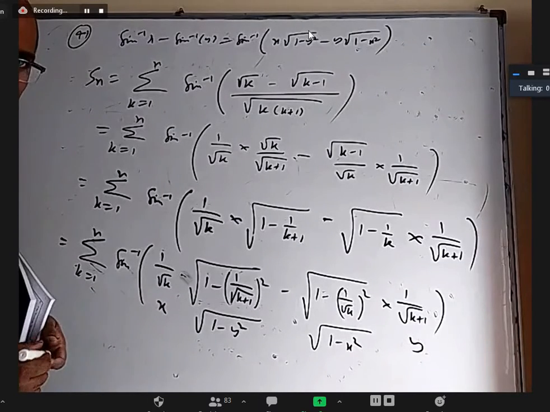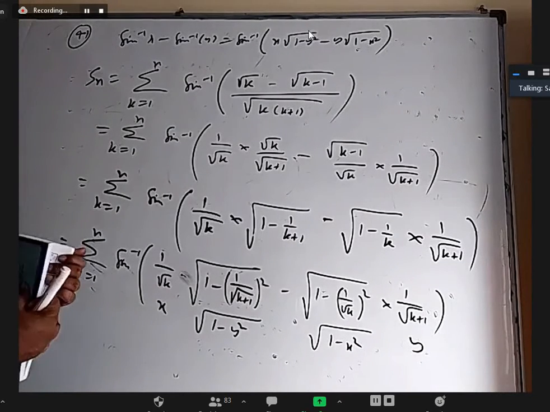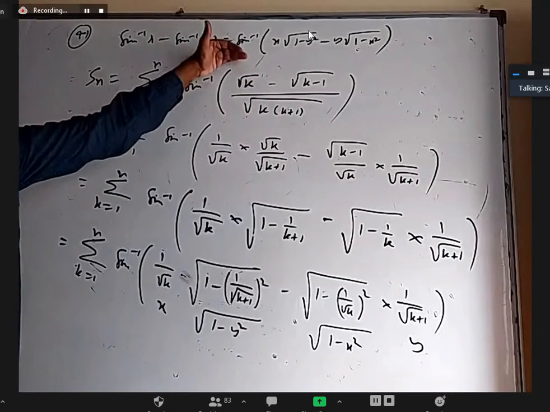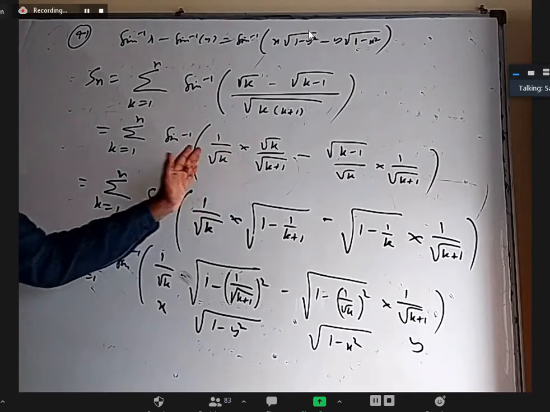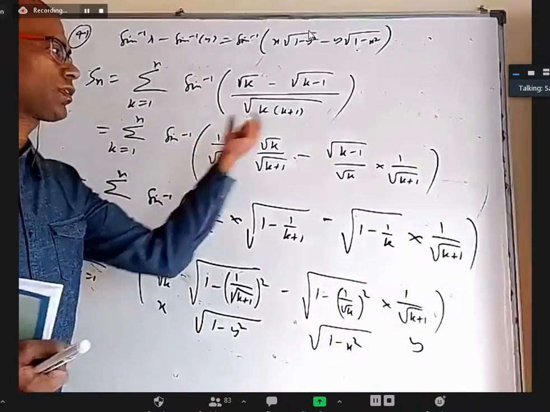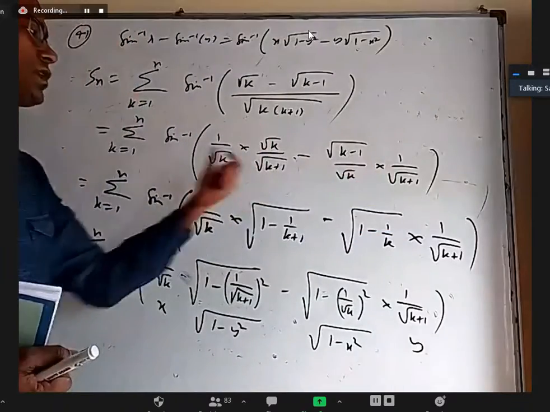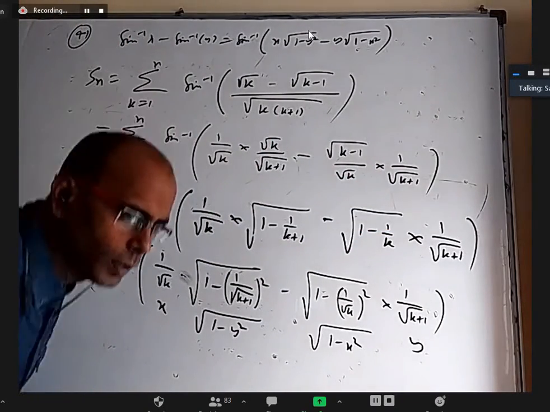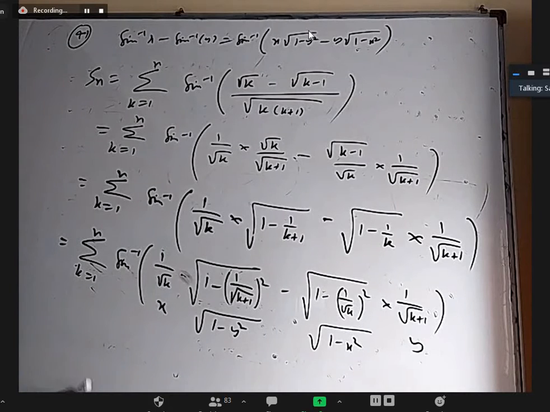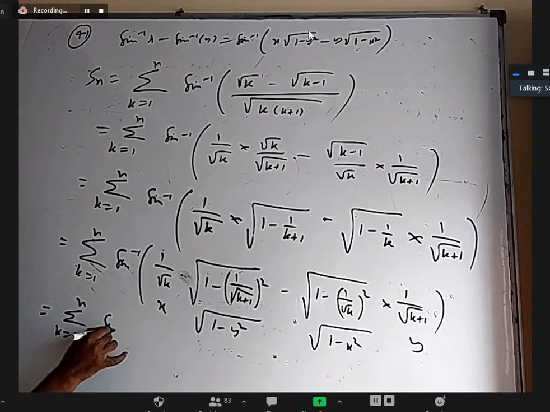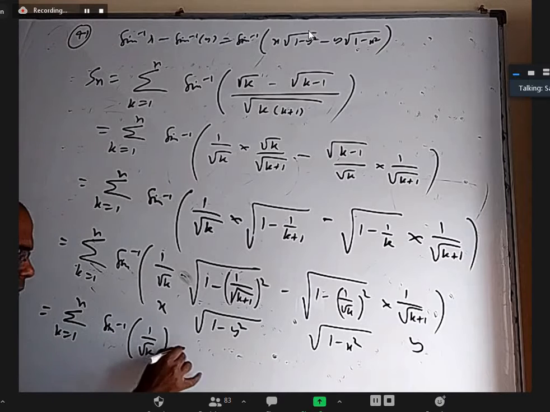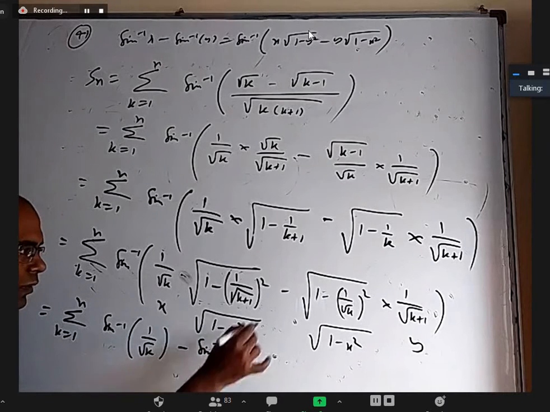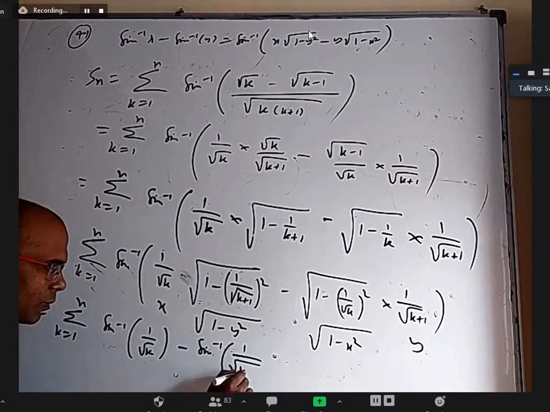Yes, sir. Okay, so you have to very carefully get an idea that, first of all, based on this formula, it can be adjusted like that, method of differences. By splitting and carefully finding that root over 1 minus x square of this is this, root over 1 minus x square of this is this. Then based on the formula sin inverse x minus sin inverse y, this is going to be sigma k equal to 1 to n of sin inverse 1 by root k, sin inverse x minus sin inverse y, which is 1 by root k plus 1.